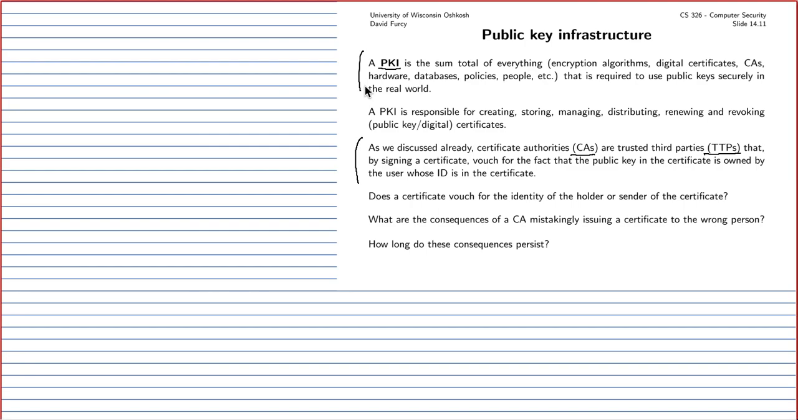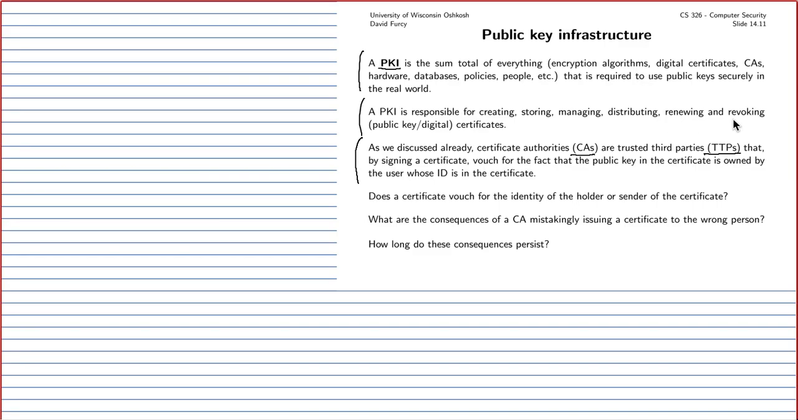Because remember, a PKI is responsible for everything from the creation of the certificate, the distribution of the certificates, the management of them over time, and the storing of them, and as we're going to talk about in this video, how to renew and revoke them.